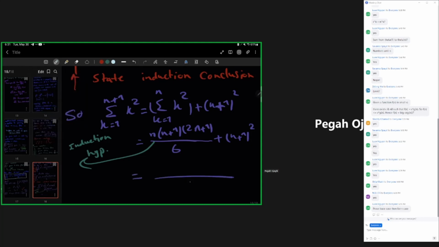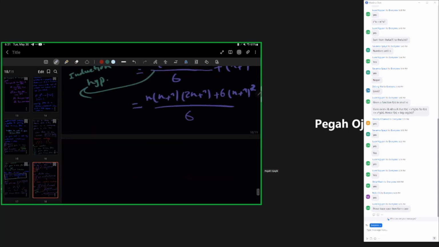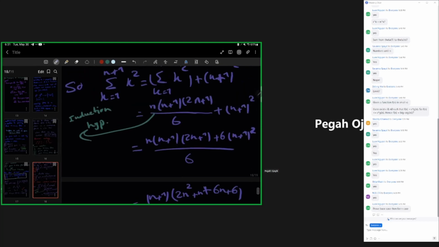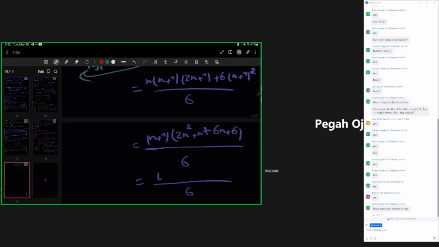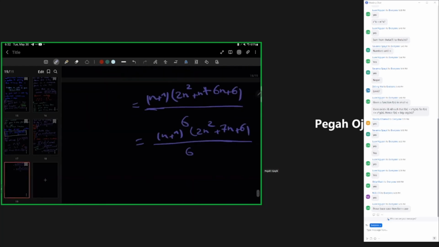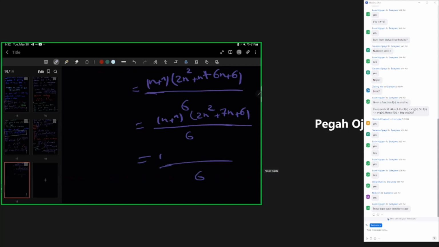So I just have this over 6. Then if I do this, it's gonna be n plus 1 times 2n plus 1, plus 6 times n plus 1 squared over 6. Here we put 6 here. N plus 1, we consider doing it out. This is gonna be 2n squared plus n plus 6n plus 6. Am I right? I think that's true. So we have 2n squared plus 7n plus 6.